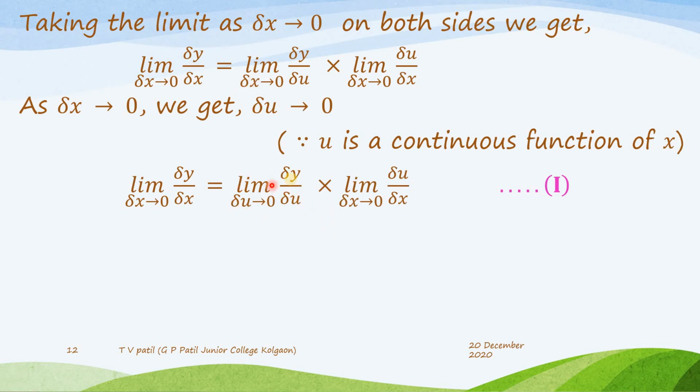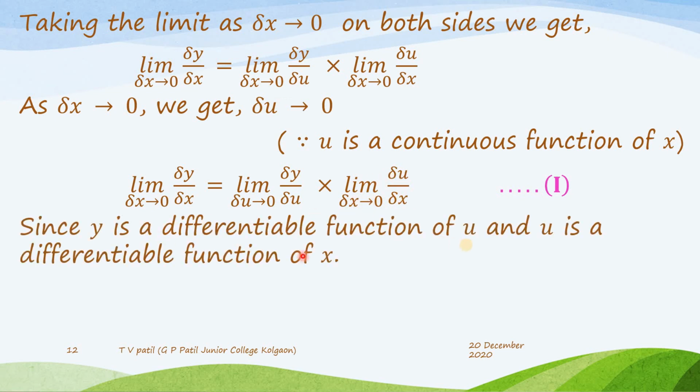Now we know that y is a differentiable function of u and u is a differentiable function of x. That means this limit exists. Again, by definition of derivative, this is the Leibniz definition of derivative. Again, u is a differentiable function of x, so this limit again exists as delta x tends to 0, and this limit is equal to dy by du, and this limit is du by dx.